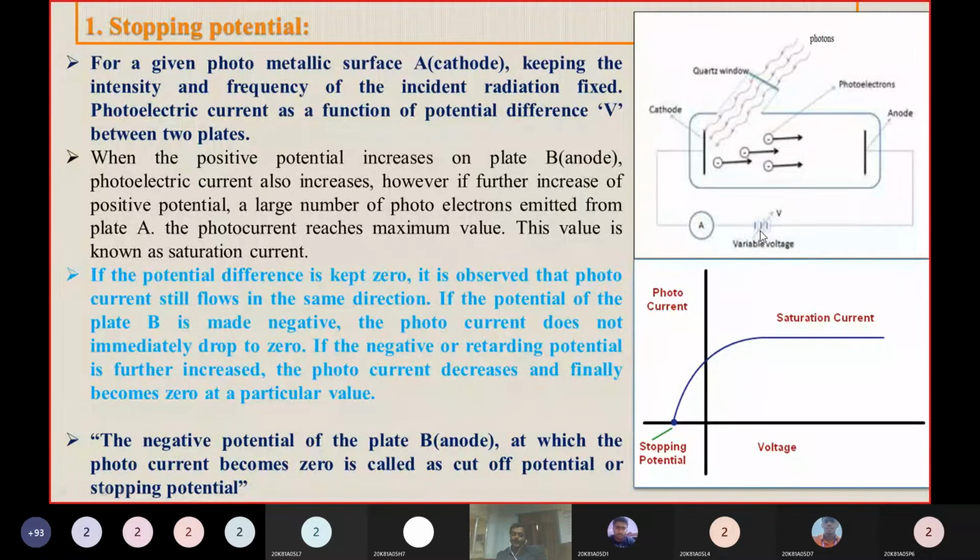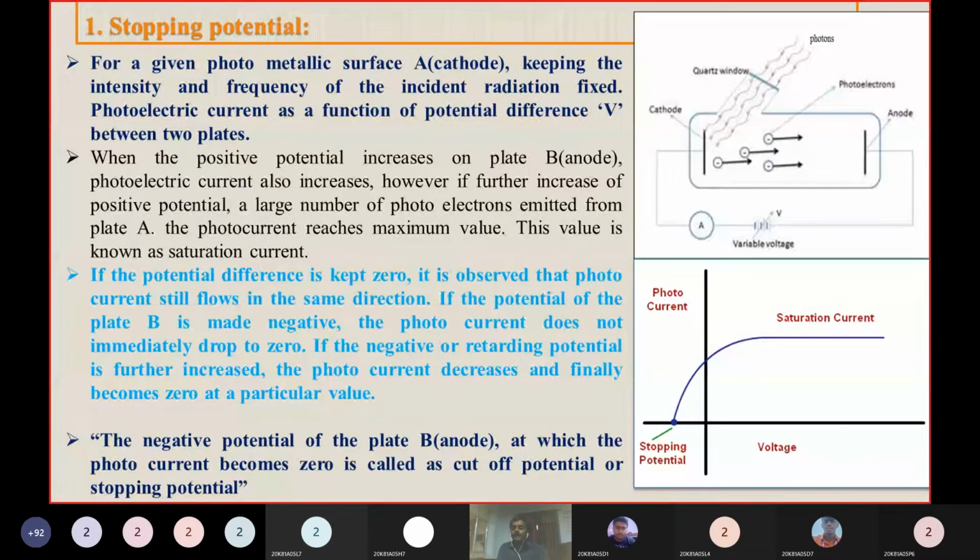Now what I am doing is increasing the applied potential. That means we are applying a negative terminal and a positive terminal, so there is a potential difference between these two plates. If I increase the voltage, the potential difference also increases.